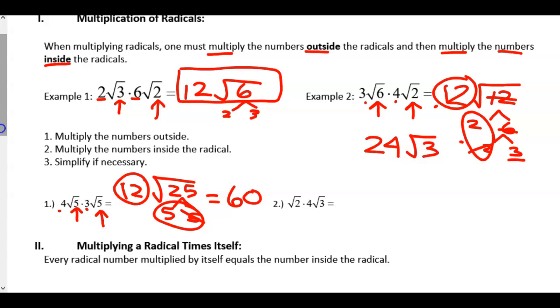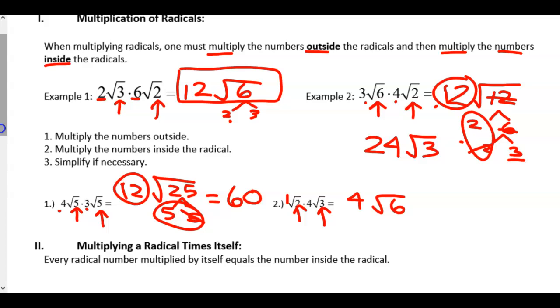Okay? Number 2, there's a 1 here. 1 times 4 is 4. And then 2 times 3 is 6. We already know that 6 does not break down, right? So you could try the tree if you wanted. 4 square root of 6 is simplified. So if I gave you some multiplication problems, you could do it.